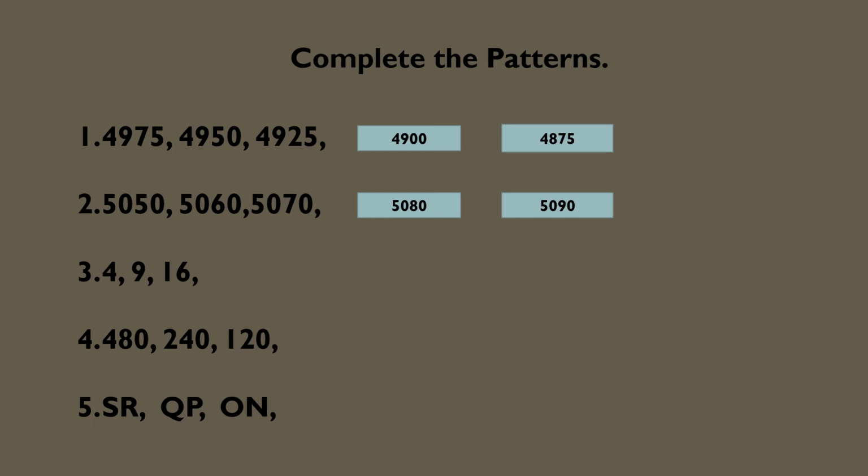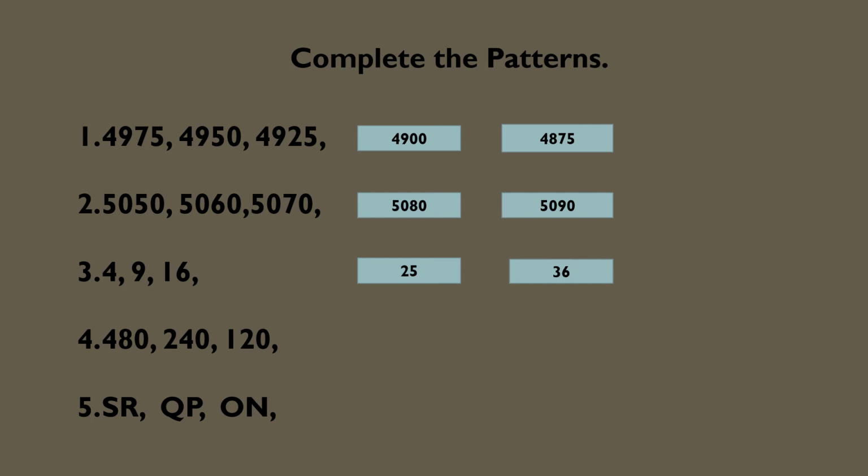Now the third question, 4, 9, 16. So what is happening here? So you will see here the number is multiplied 2 times. The same number is multiplied. That is 2 2s are 4, 3 3s are 9, 4 4s are 16. Then next comes 5, 5 5s are 25. Then comes 6, 6 6s are 36.